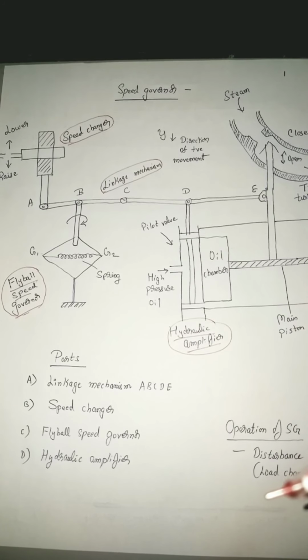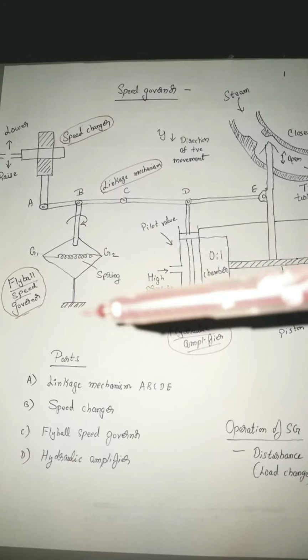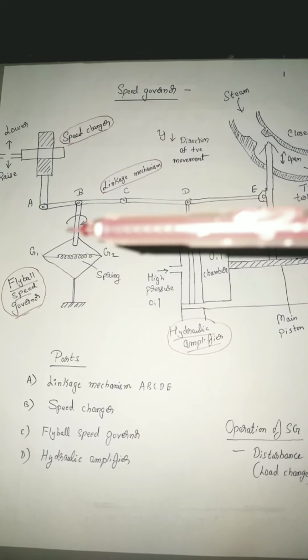So let us take the first case when there is an increase in the load demand. We well know that whenever there is an increase in the load demand, the speed is going to reduce. So immediately once the speed reduces, the flyball speed governor is the one that is going to sense that the speed has reduced.